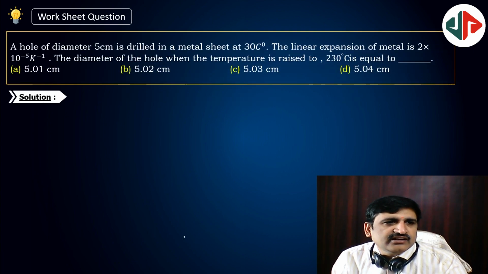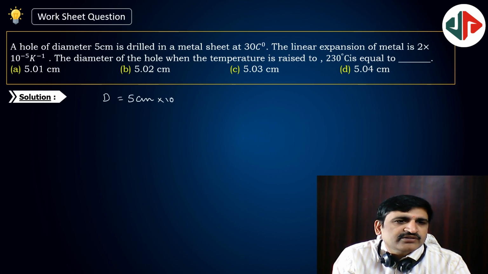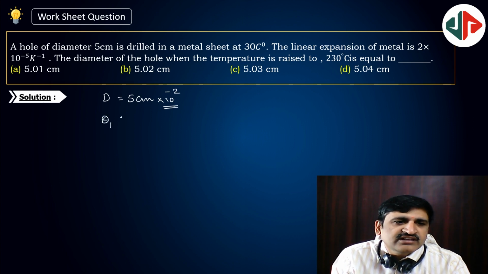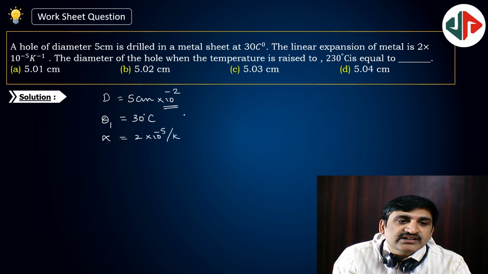Next, a hole of diameter 5 into 10 to the power of minus 2 centimeter is drilled in a metal sheet at temperature theta 1 equal to 30 degrees Celsius. The answer is also in centimeters, so we will check it out. The linear expansion coefficient of the metal is 2 into 10 to the power of minus 5 per Kelvin. Per Kelvin and per degree Celsius are the same. What is the diameter of the hole when the temperature is raised to 230 degrees Celsius?